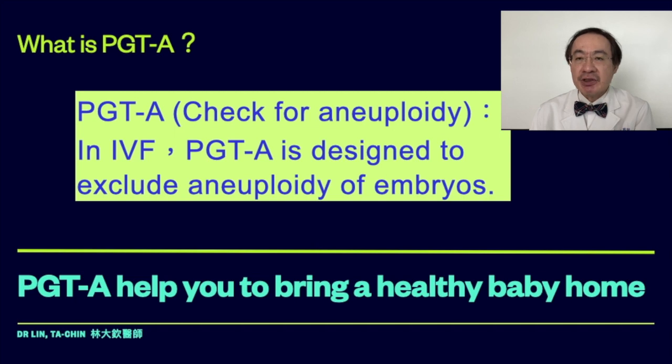Therefore, in IVF, we have the technology of pre-implantation genetic testing, PGT, to check embryos' chromosome abnormalities, including abnormal number of chromosomes and fragment deletions, etc. PGT-A is designed to exclude the aneuploidy of the embryo. And the proper selection of produced embryos is expected to increase the chance of IVF success.